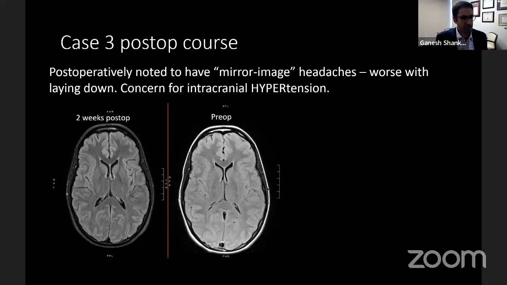And so there was concern for intracranial hypertension. And so we followed her very closely with imaging, and we did not detect the presence of hydrocephalus or any changes in the ventricular size.